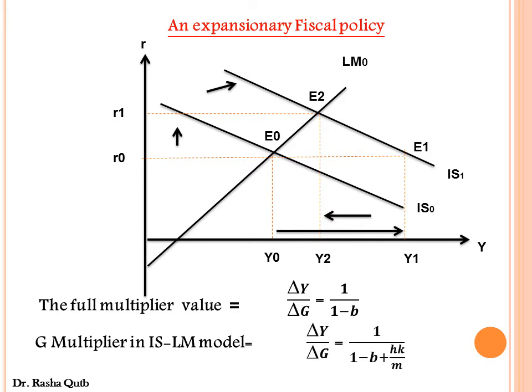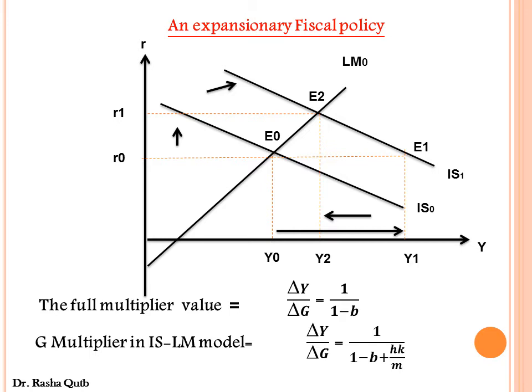This value of the multiplier is lower than the full multiplier effect because we have a term we call the crowding out effect term, HK over M. When this term is increasing, the effectiveness of fiscal policy would decrease.